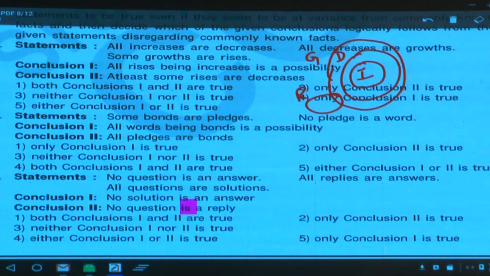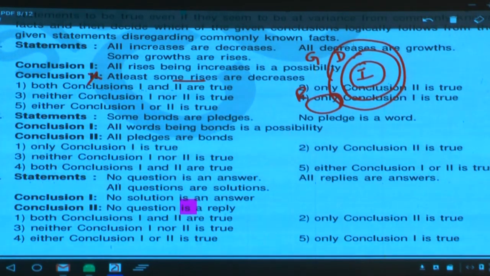With the help of this basic diagram, what is the first one? The first one is a possibility: all rises are increases is a possibility. The next one is some rises are decreases. Rises here and decreases here, there is no intersection between these two. And the second one is that a definite conclusion does not follow.